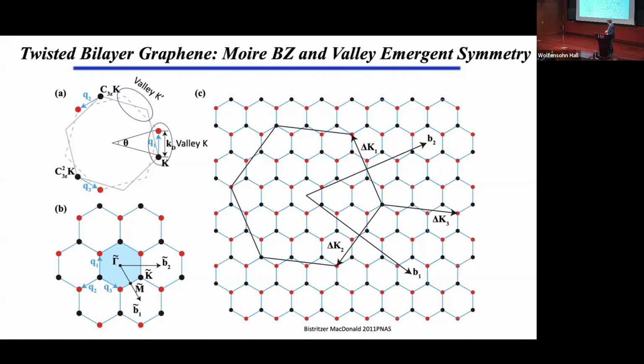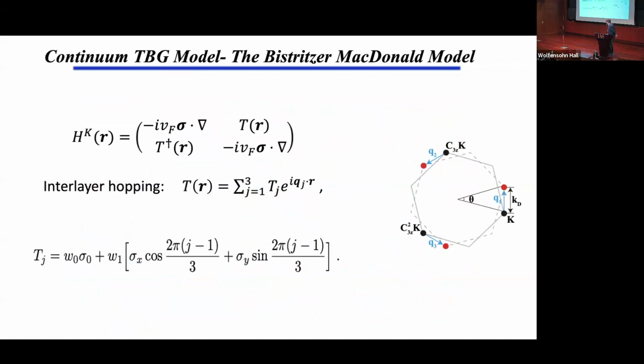And we have spin as also a quantum number. So now the model that you can write down, the Bistritzer-MacDonald model, you can derive it, but you can also write it down to first harmonic from just symmetries. It's very simple. You can derive it in the two-center approximation, and then you can add strain, relaxation, etc., as I'll show you. But basically, the single particle model is very simple.